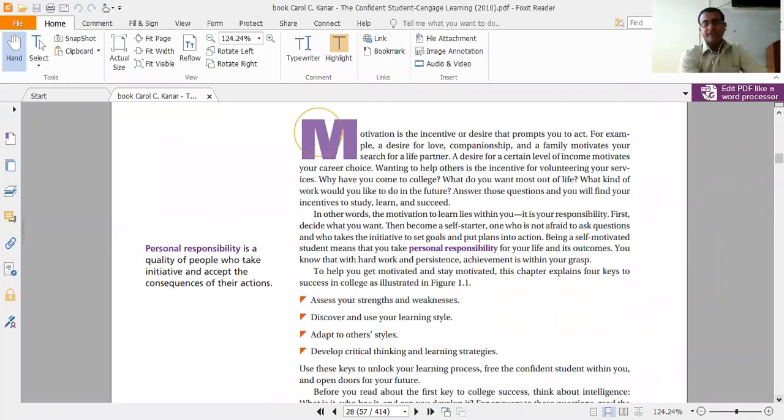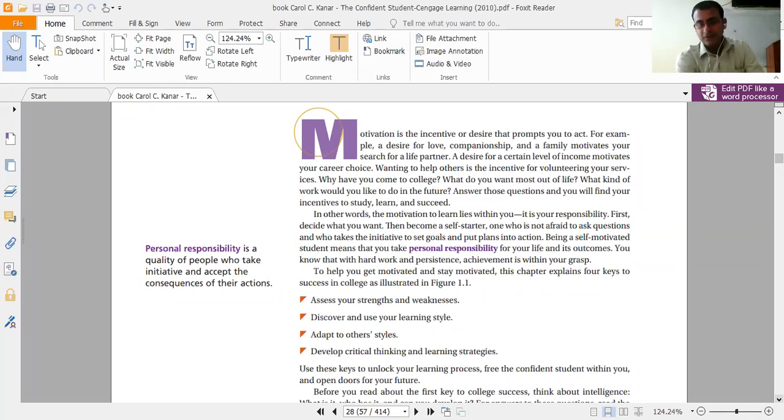So motivation is the incentive or desire that prompts you to act. For example, a desire for love, companionship, and a family motivates your search for a life partner. A desire for a certain level of income motivates your career choice. Wanting to help others is the incentive for volunteering your services. Why have you come to college? What do you want most out of life? What kind of work would you like to do in the future? Answer these questions and you will find your incentives to study, learn, and succeed.